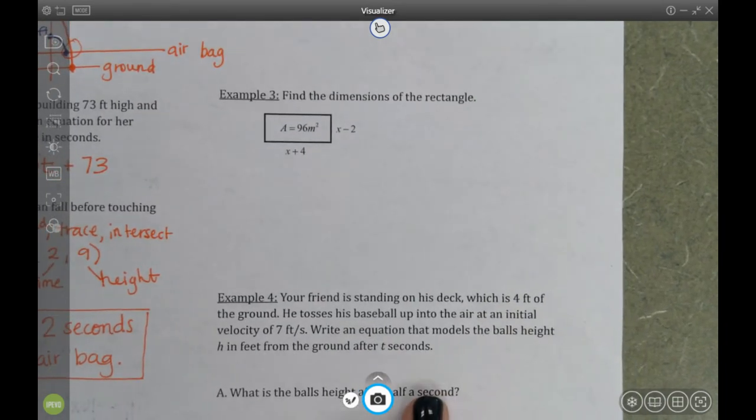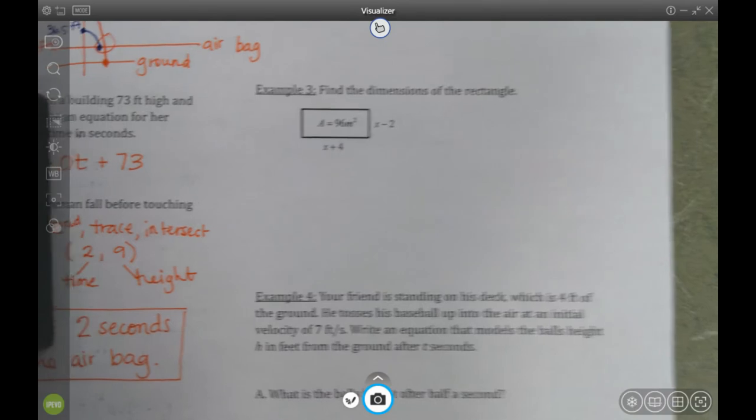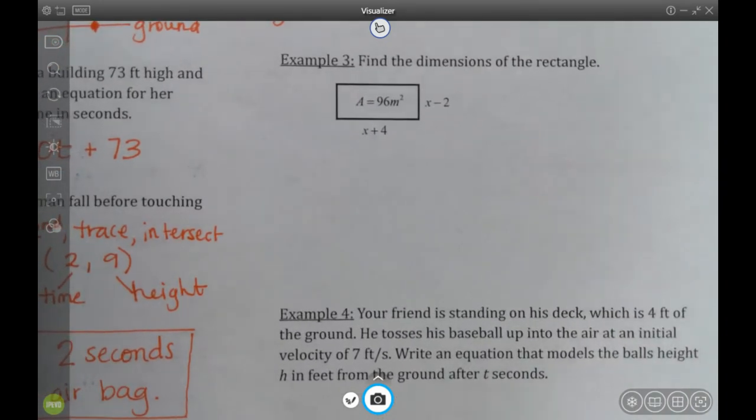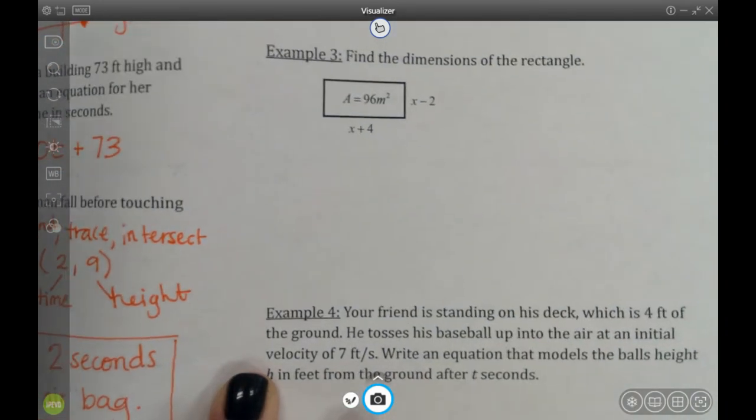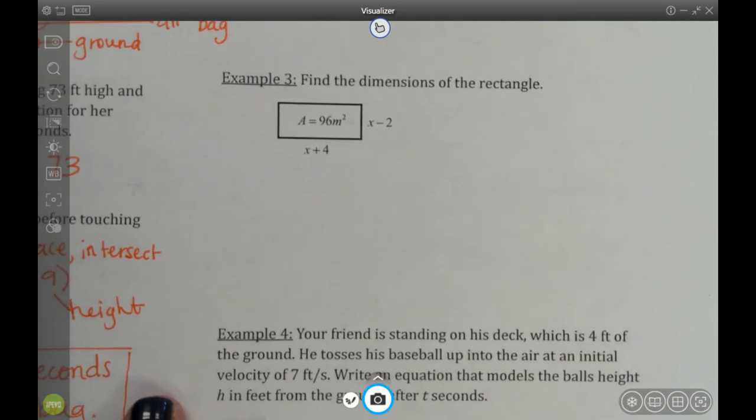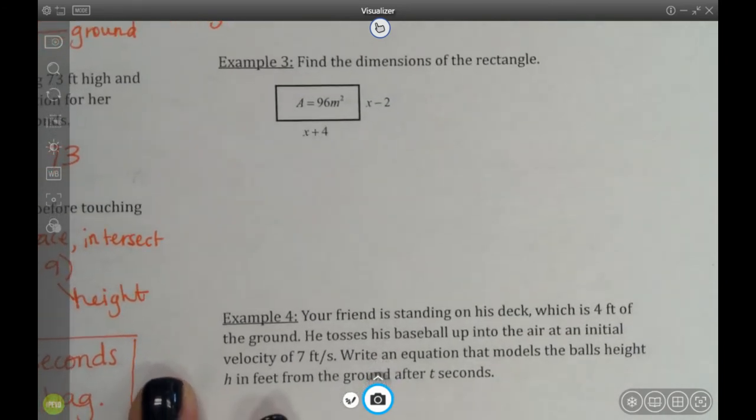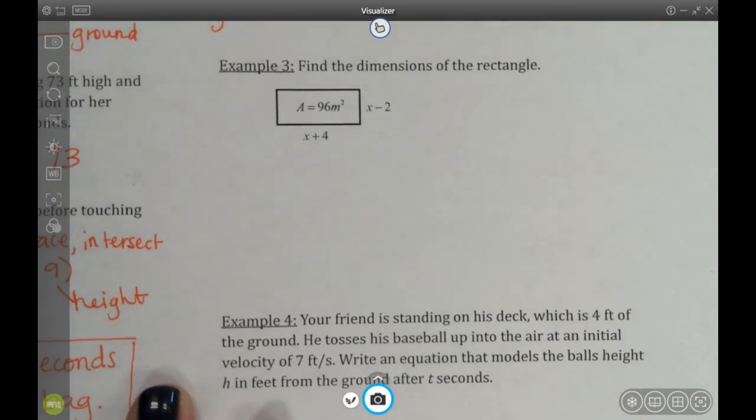All right, example 3 says find the dimensions of the rectangle. It is not asking you to tell me that the length is x plus 4 and the height is x minus 2. They're asking you to solve for x and then find the dimensions. Okay. So what do we know about this rectangle besides the x plus 4 and the x minus 2? Yep, the area is 96 meters squared.